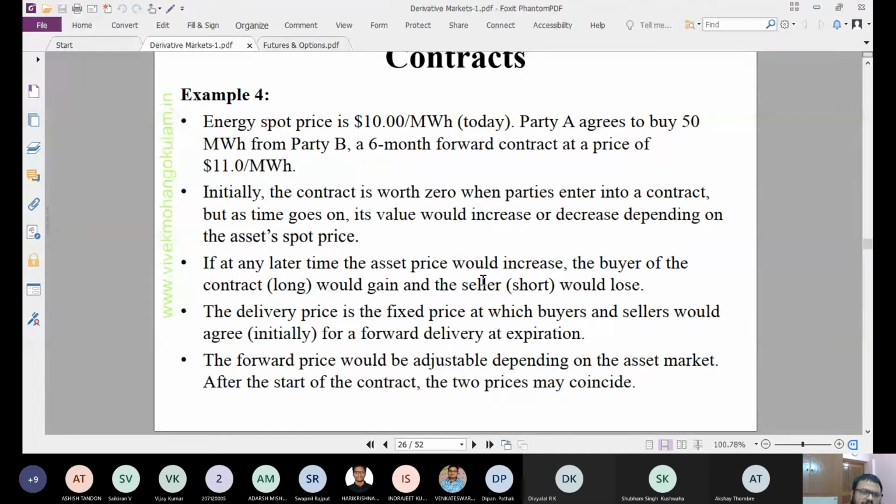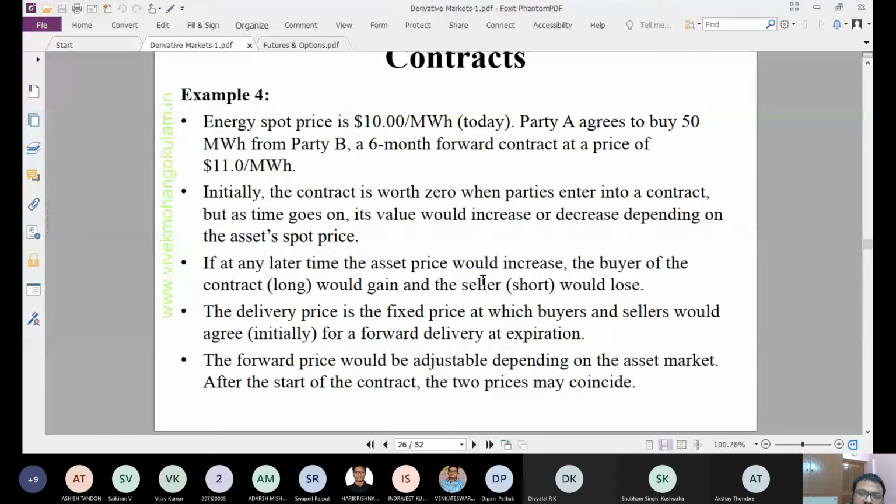So you will see here the energy spot price is $10 per megawatt hour today. Party A agrees to buy 50 megawatt hours from party B, a 6-month forward contract at a price of $11 per megawatt hour. So the strike price of the forward contract here is $11 per megawatt hour. The current spot price is $10 per megawatt hour. So today only we are making the forward contract for a future strike price of $11 per megawatt hour, and party A is a buyer, party B is a seller.